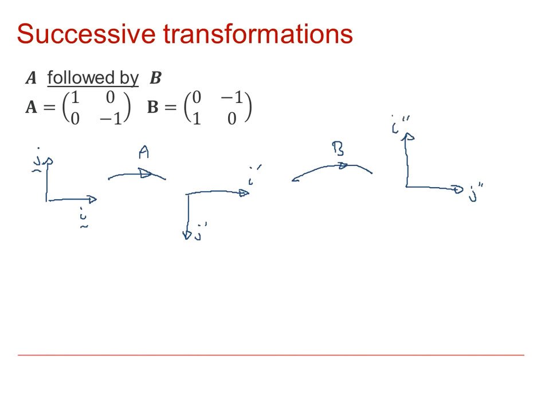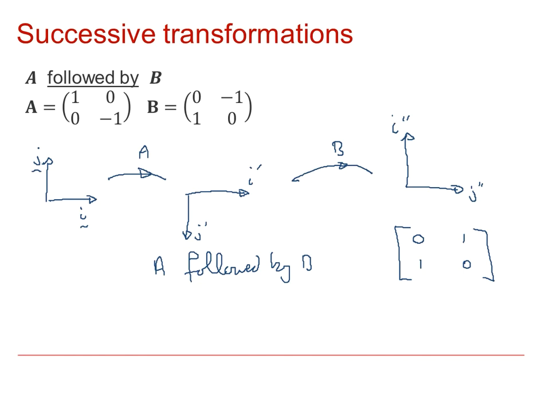And so the combined effect of A followed by B is given by the matrix for these unit vectors. So again, we can see that i double dash is at 0, 1 and j double dash is at 1, 0. So whichever way you prefer to look at the combined transformations.